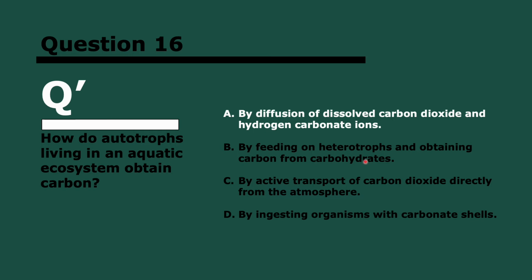So they don't feed on heterotrophs, right? Because they're autotrophs. They don't eat other animals for their food. They also don't actively transport carbon dioxide from the atmosphere because they're in the water, so the atmosphere is not available. And then they don't ingest organisms because, again, they're autotrophs, right? They do not consume other organisms. So, I think this is quite straightforward to realize it's A, right? But if you didn't get it, don't worry. If you have any questions, let me know below.